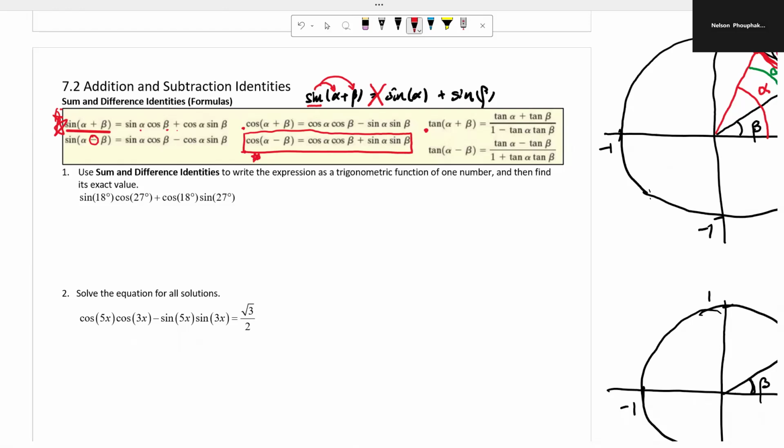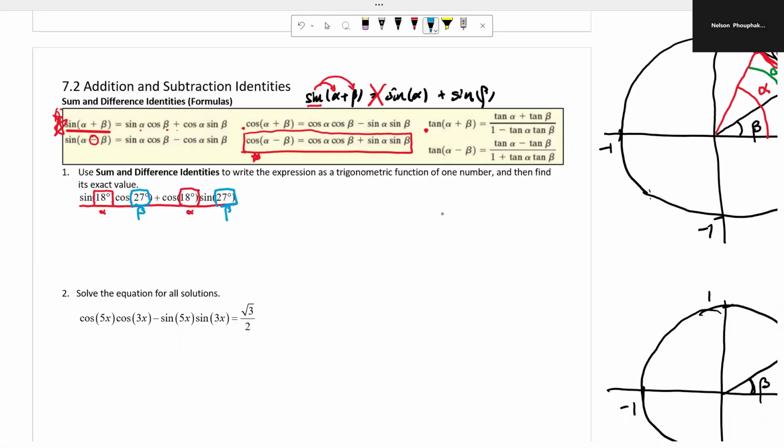Right now, I have sine of 18 degrees cosine of 27 degrees, plus cosine of 18 degrees sine of 27 degrees. Notice this angle and this angle are the same. Maybe I could consider that this is the angle alpha, and this angle and this angle are the same. Maybe I could consider that this is the angle beta.